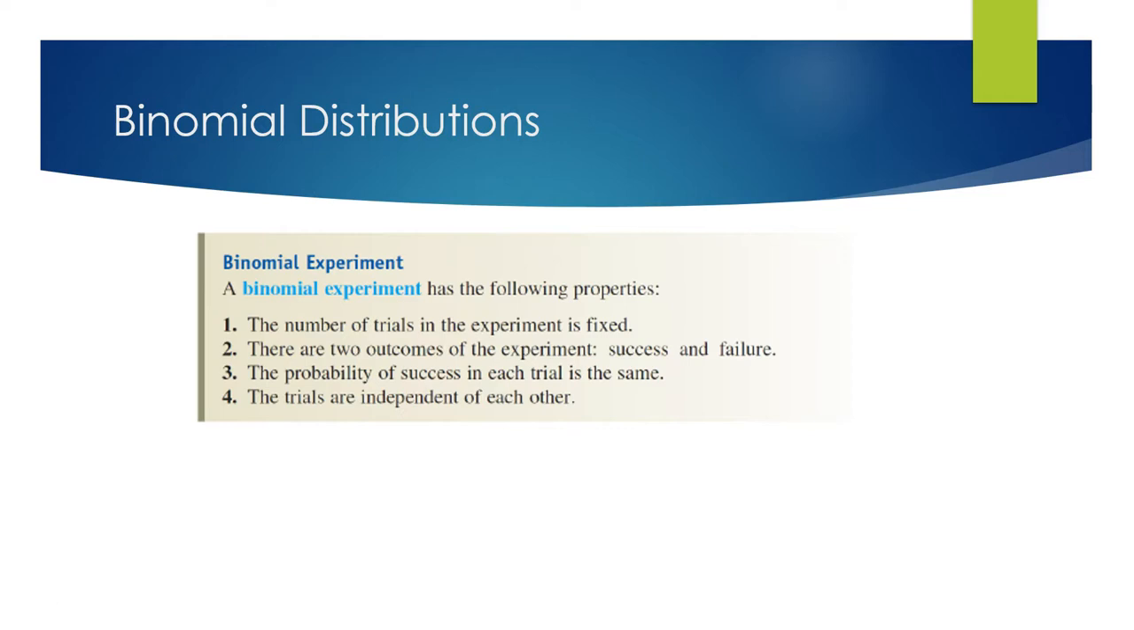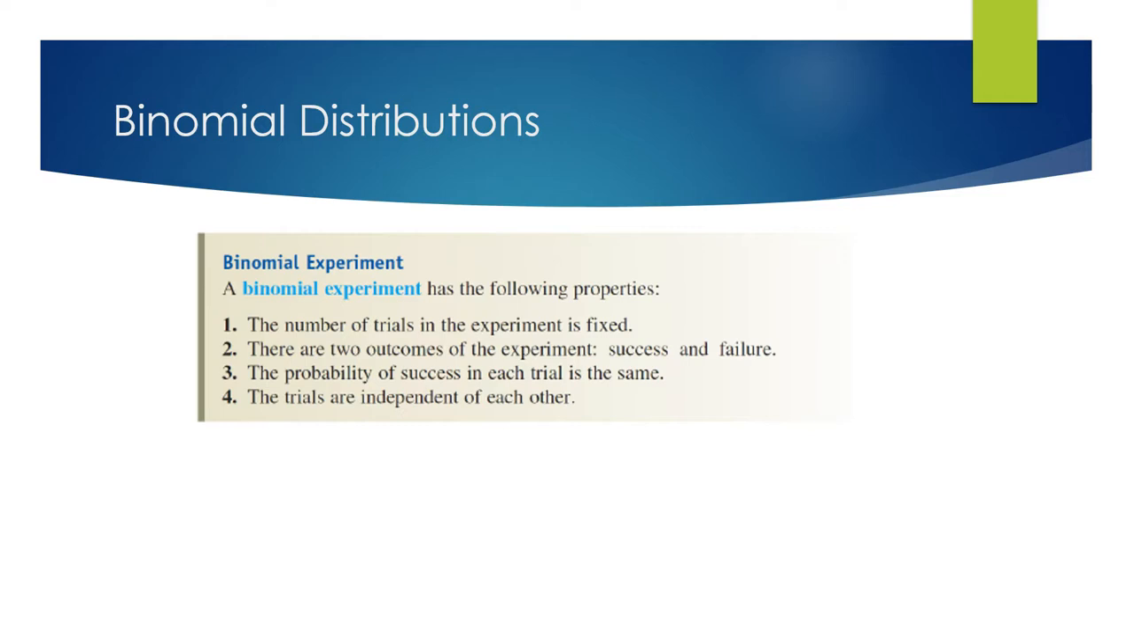The probability of success in each trial is the same. So we're assuming that there is independence, basically, that 3 and 4 kind of go together because the trials are independent of each other. If the probability of success in each trial is not exactly the same, then they would probably be dependent in some way.